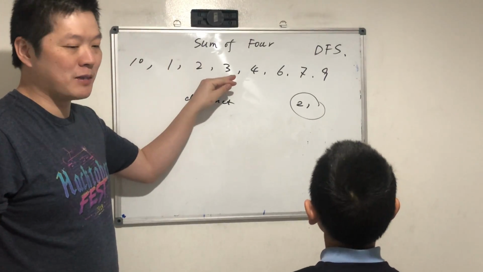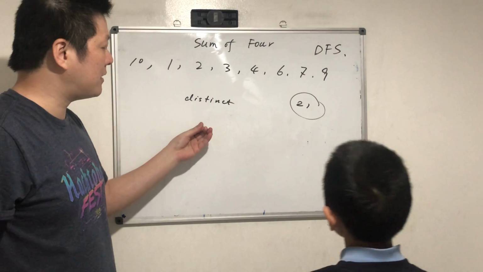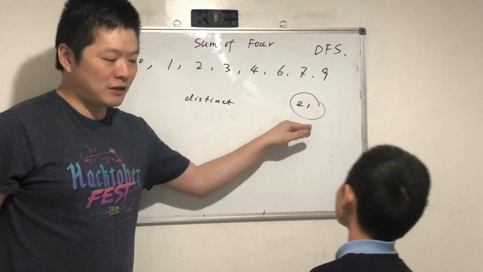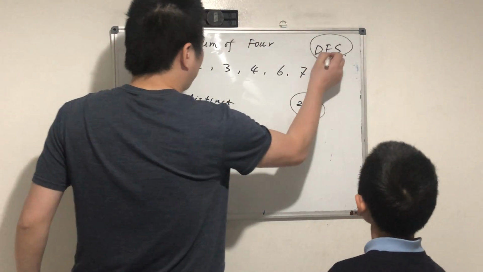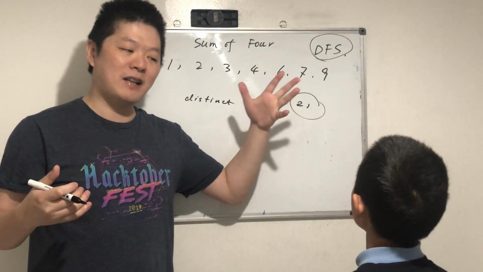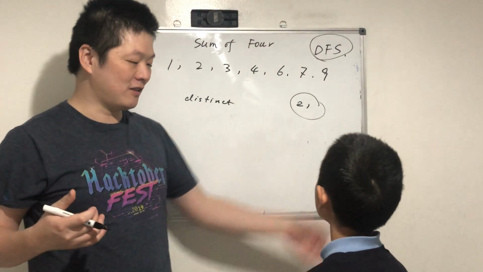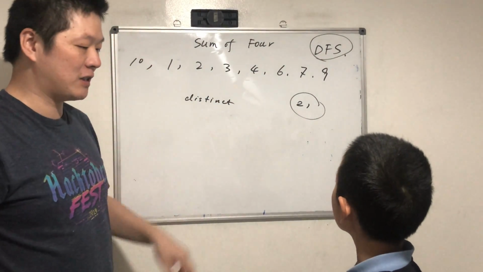You cannot pick one number twice. We want to pick 4 numbers that sum up to target 21. So I give you a hint: we can use the depth first search. Of course, we can use a 2-pointer approach, but let's do that tomorrow or in the future. Today we're going to focus on using depth first search to solve this problem.